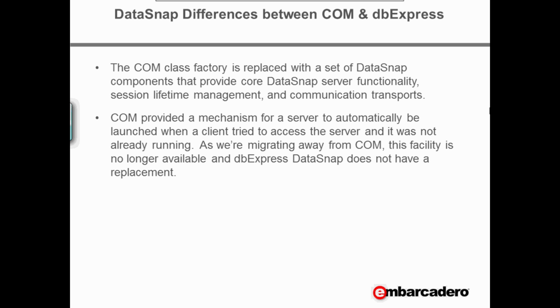The COM class factory is replaced with a set of DataSnap components that provide the core DataSnap server functionality, session and lifetime management, and communication transports. COM provided a mechanism for a server to automatically be launched when a client tried to access the server and the server was not already running. As we're migrating away from COM, this facility is no longer available, and DB Express DataSnap does not have a replacement.